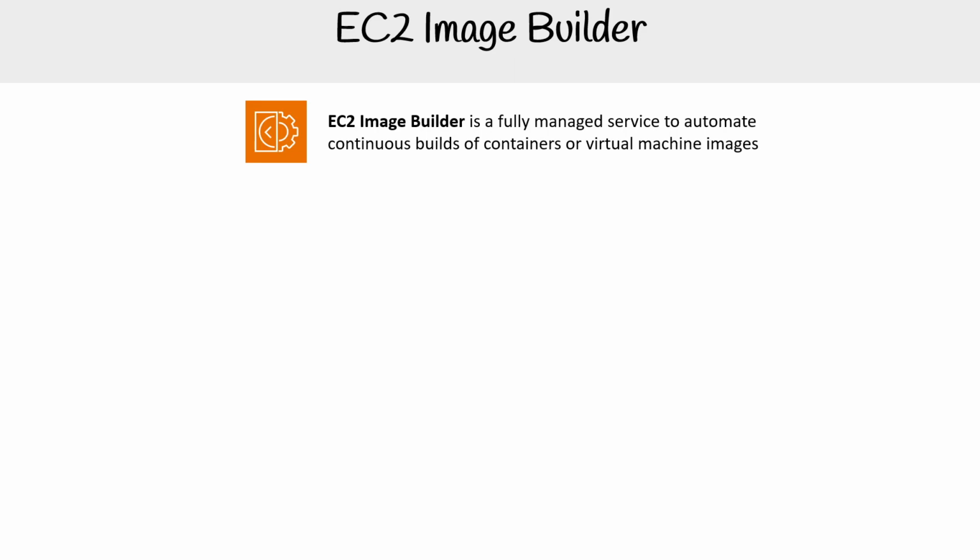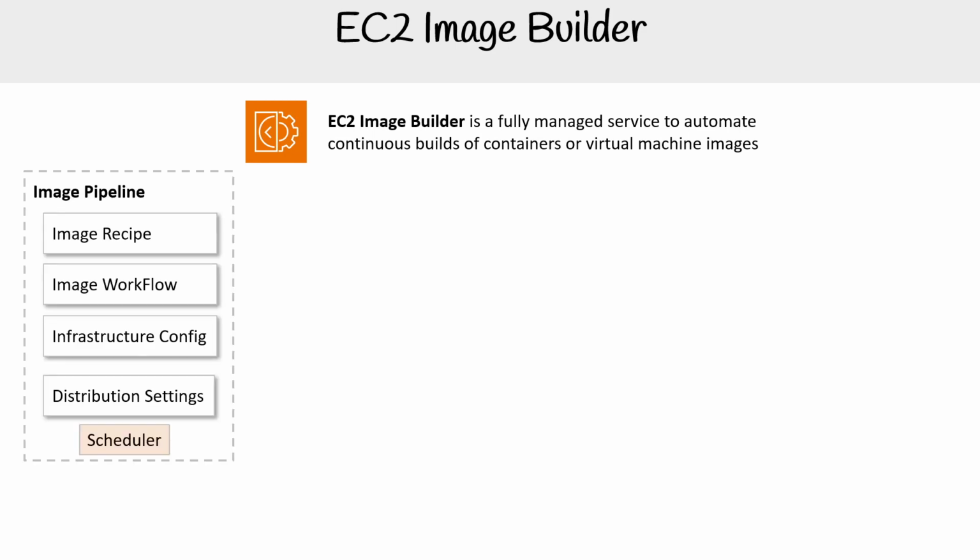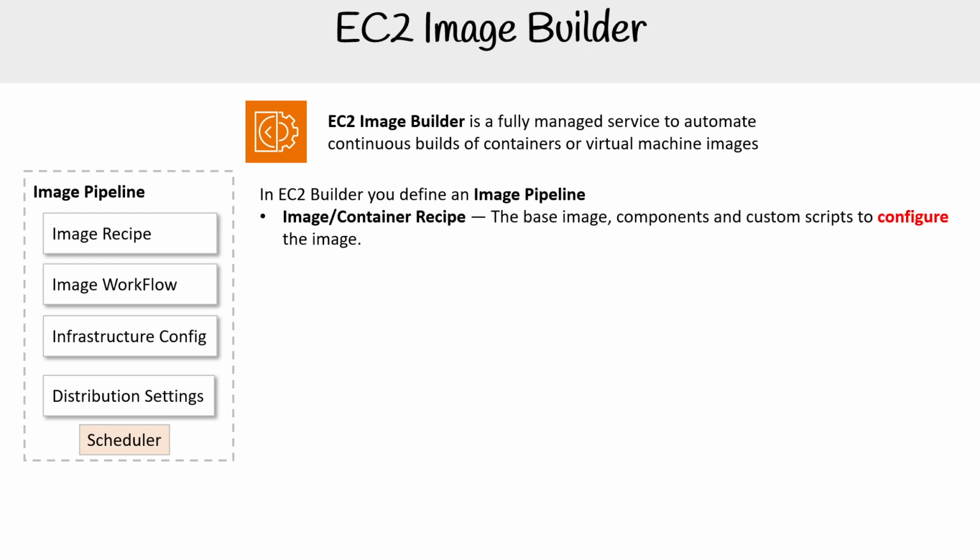EC2 Image Builder is a fully managed service to automate continuous builds of containers or virtual machine images. So here on the left-hand side, we have a representation of the image pipeline, which is what you need to create when you create Image Builder. And inside of this, we have to define particular components. The first is the image recipe or the container recipe. This is the base image and components and custom scripts to configure the image.